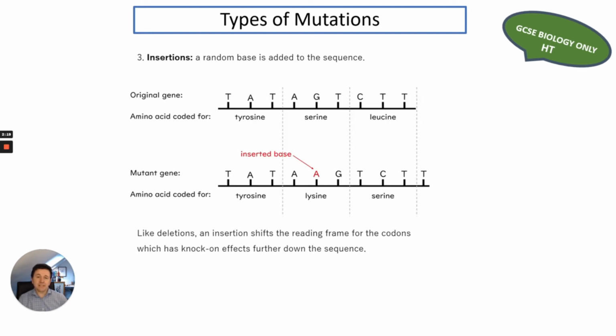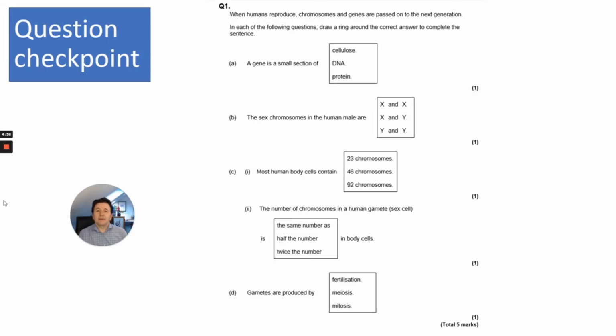And thirdly, insertions, where a random base is added to the sequence. Similar to deletions, the reading frame has a knock-on effect further down the sequence, and therefore has a serious effect on the protein. Okay, so let's have a look at some questions.